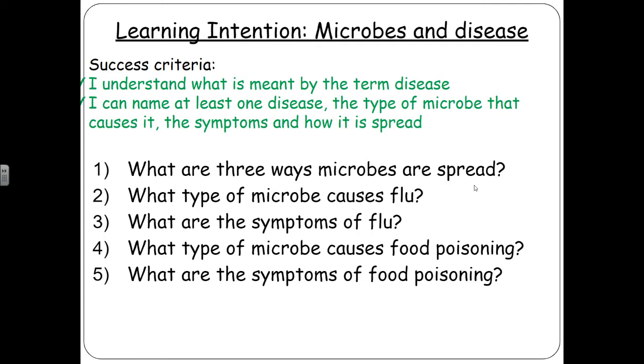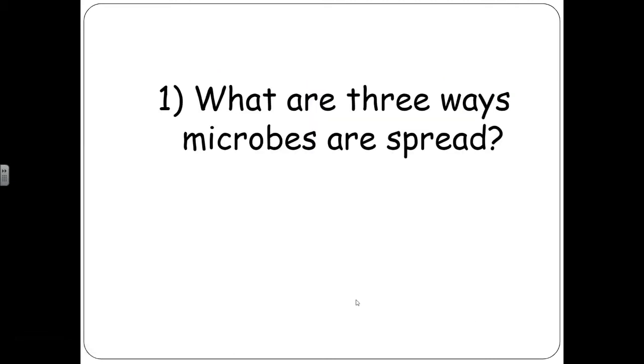So you should know the three ways microbes spread, so things like touch, things like food, coughs, sneezes. What the microbe that causes the flu is, it's a virus. What the symptoms of the flu, things like feeling quite shivery, feeling quite weak and tired. What microbes that cause food poisoning, usually bacterial, things like E. coli and salmonella. Symptoms of food poisoning, things like diarrhea, vomiting, sickness.